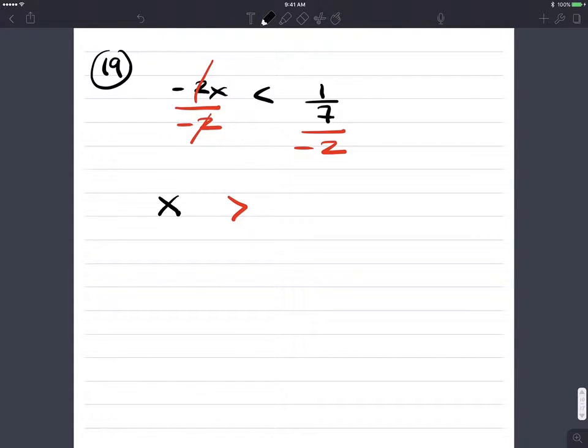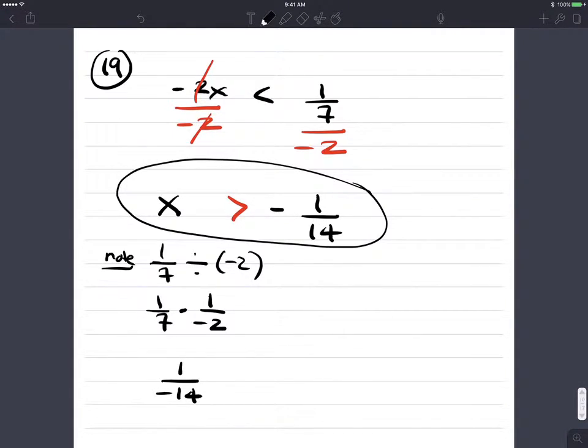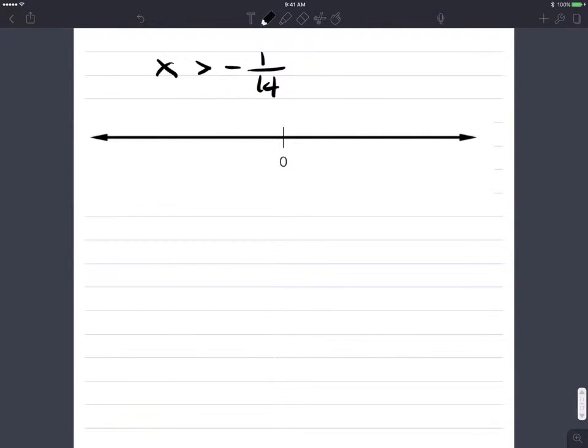We have to note that 1/7 divided by negative 2 can be written as 1/7 times 1 over negative 2. When we multiply our fractions, we get 1 over negative 14. So that our inequality becomes x greater than negative 1 over 14. We're going to now have to graph.